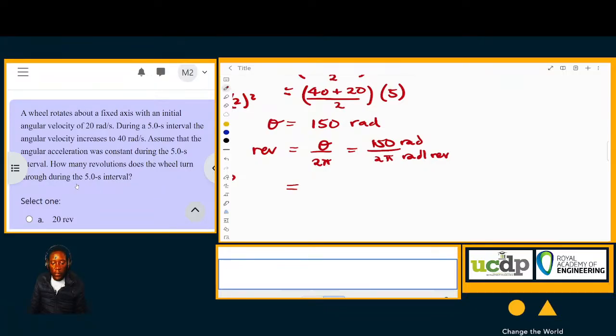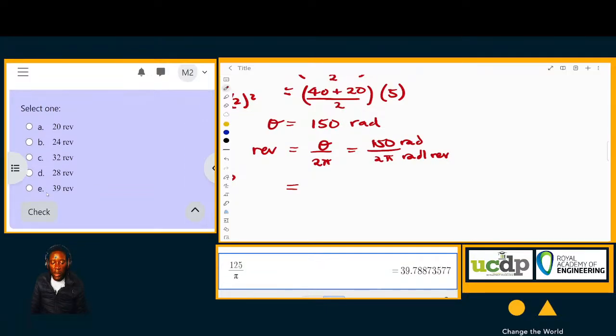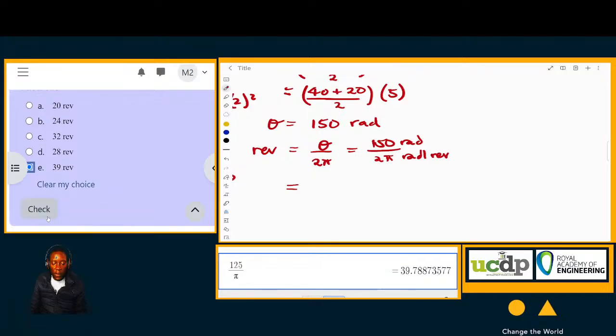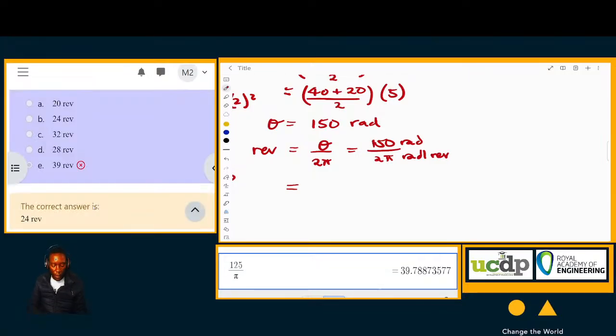So let's see if we say 125 and divide that by pi. 39.78. 39.8 revolutions. Do we have anything close to that? So the 0.8 is not counted as a complete revolution. We have 39 revolutions there. Let's see if that will be correct. Oh, it's 24. Wow, what did I do wrong?